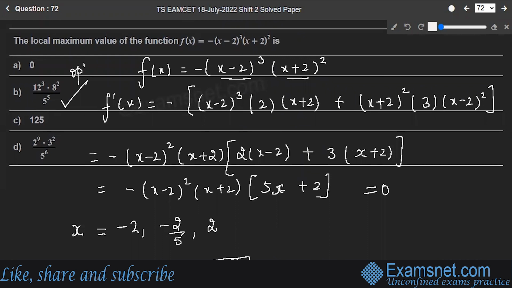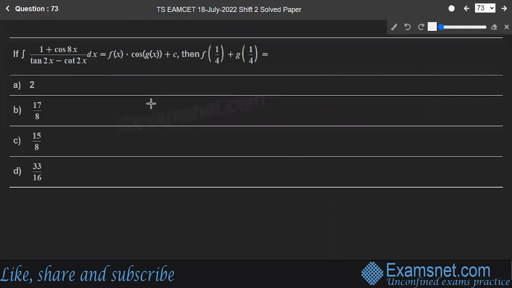Hope you understood this question. Then let's move to the next question, number 73. If the integral of this function dx is equal to f(x) into cos of g(x) plus c, then you have to find out the value of f(1 by 4) plus g(1 by 4). Let's write it down. You have to find the integral of (1 plus cos 8x) divided by (tangent of 2x minus cotangent of 2x) dx.